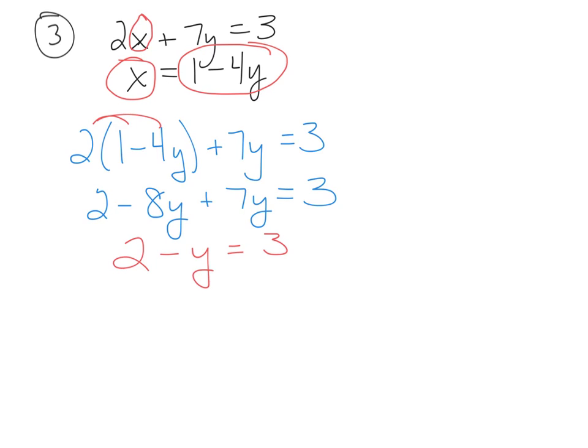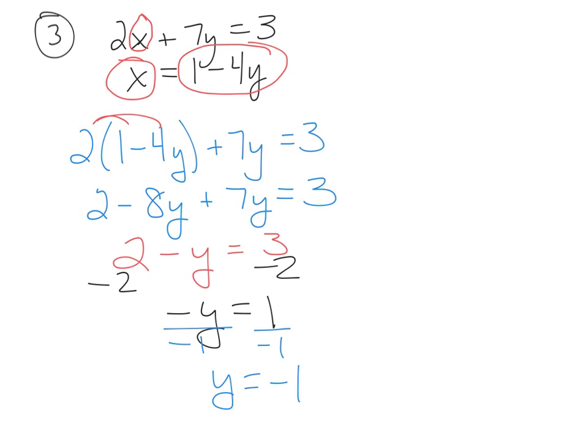So now it's kind of old school for you guys. We subtract 2 from both sides. We get negative y is equal to 1. We don't like a negative y, so we divide both sides by negative 1. And we end up with y is equal to negative 1.